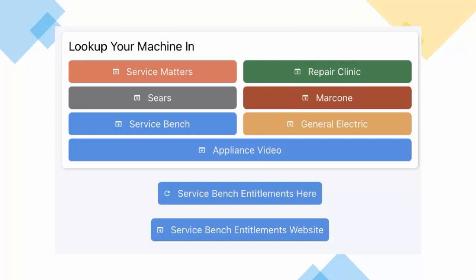I'm sorry. Okay. So you have an option to look up machine information in any of these entities. If you have access to the Service Bench entitlements website or to Appliance Video or Repair Clinic, any of these things that you have access to, your technician can click on these and look at these resources from within SD Mobile.